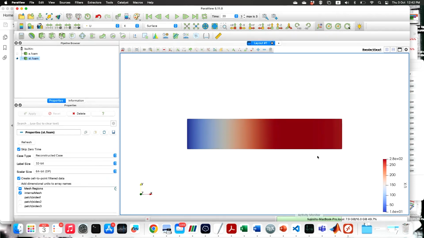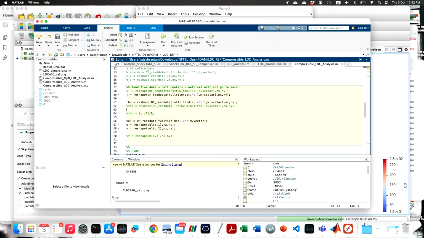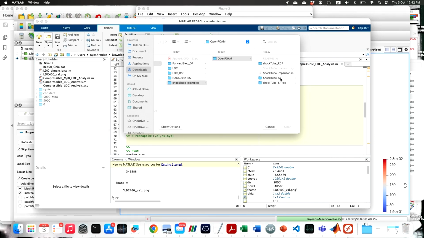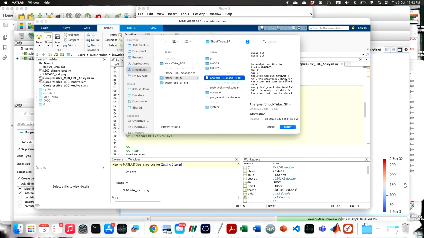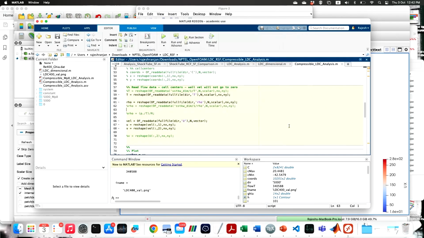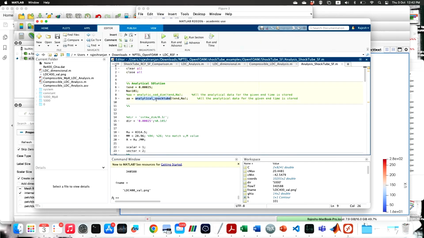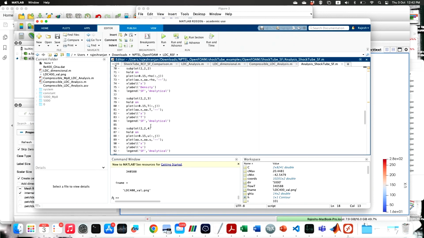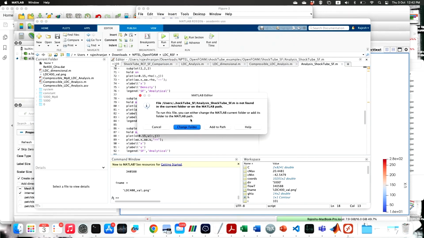So in order to see the variation, let me do it in MATLAB. Okay, shock tube examples, OpenFOAM, analysis, shock tube. So I am also going to compare with the analytical solution. Okay, and this is the time step 0.0025. At this time, I am going to compare the analytical solution as well as the OpenFOAM solution.